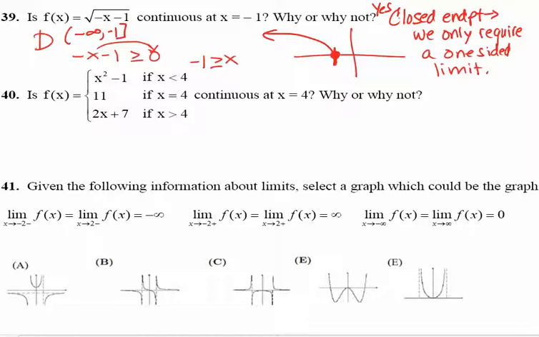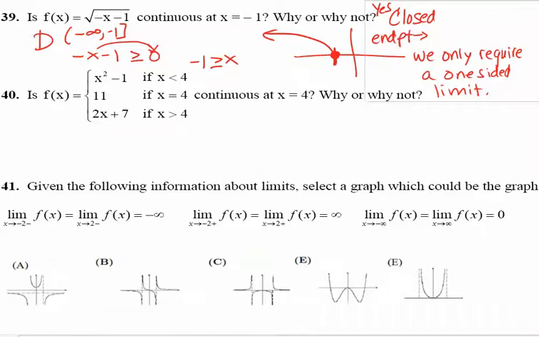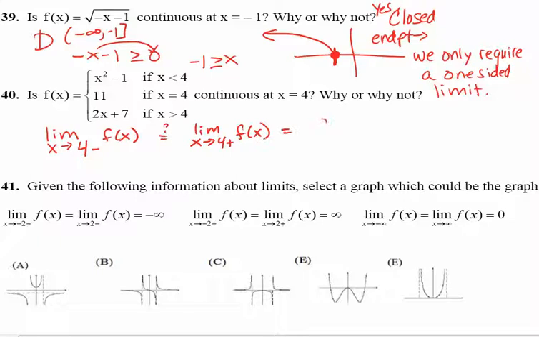All right, in question 40, is it continuous at +4? So our definition of continuity here, we're defined on both sides of 4, so we want to check, is our limit as we approach 4 from the negative side equal to our limit as we approach 4 from the positive side? And is that equivalent to what we get by direct substitution at 4? So is the hole in the graph plugged in, in other words?